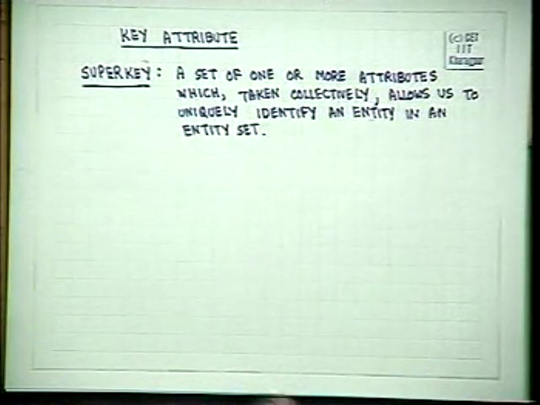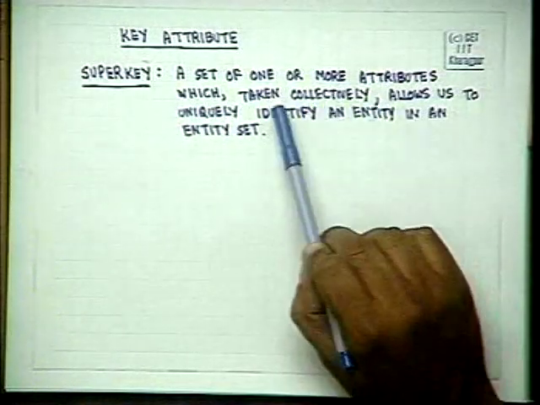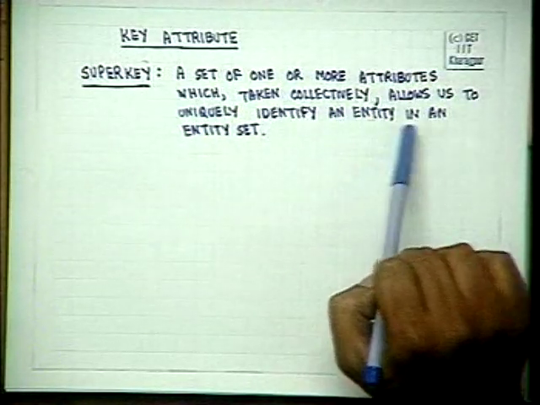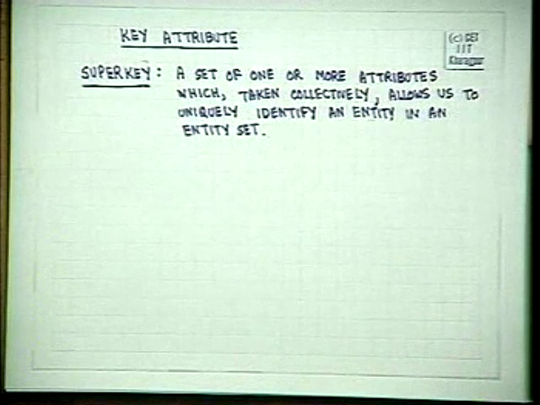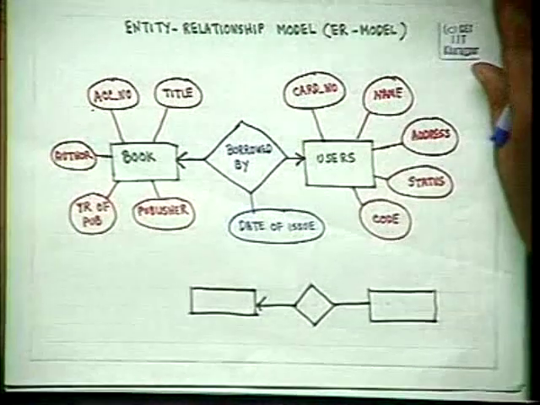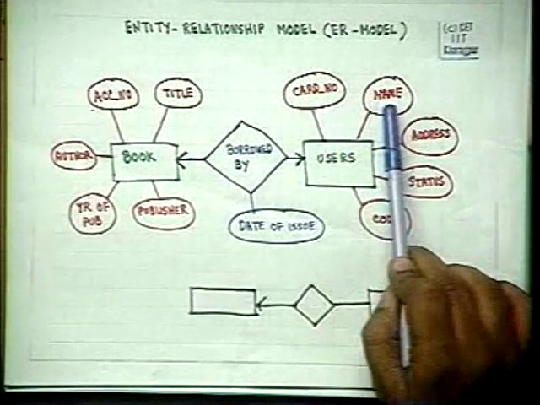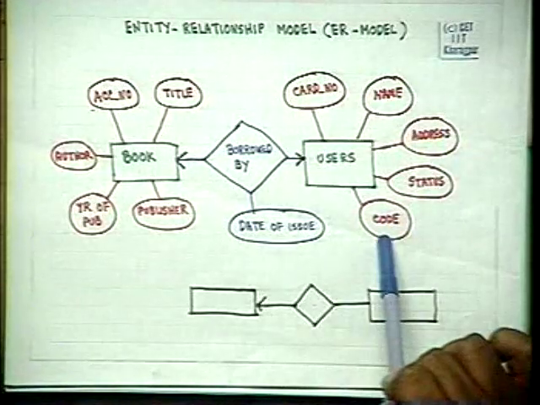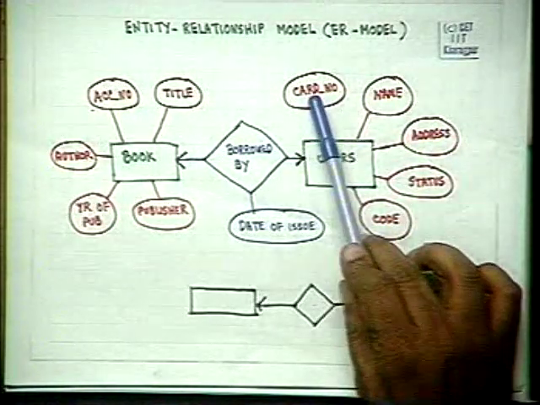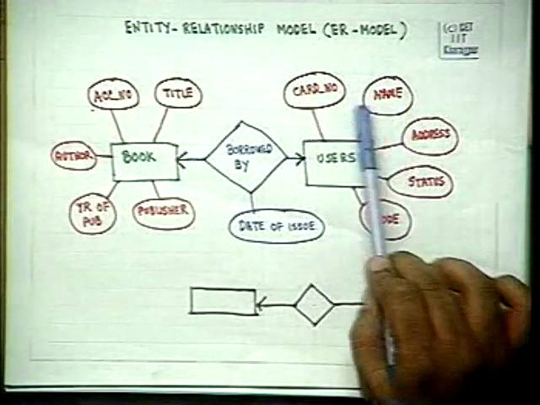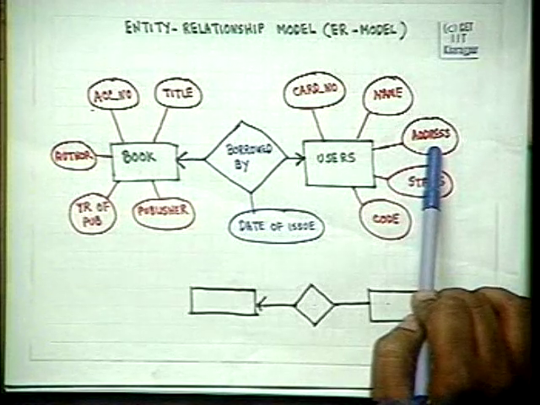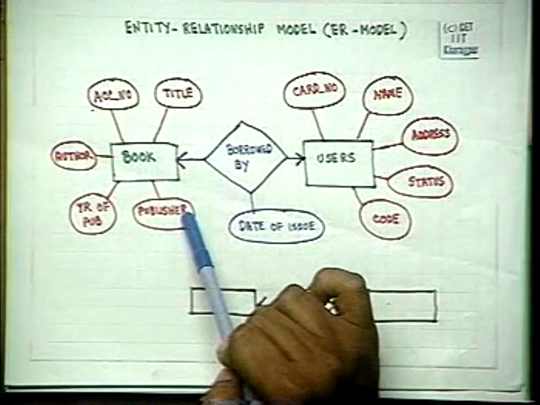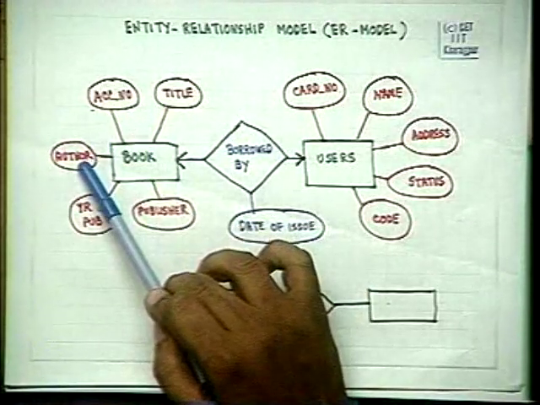A super key is a set of one or more attributes which taken collectively allows us to uniquely identify an entity in an entity set. That is what we were understanding. In this example, card number is a super key, name, address, status, code is a super key according to our understanding. The whole thing taken together is also obviously a super key. Card number and name is also a super key. Card number, name and address is also a super key. Accession number is a super key. The other four taken together does not form a super key, but accession number and author forms a super key.